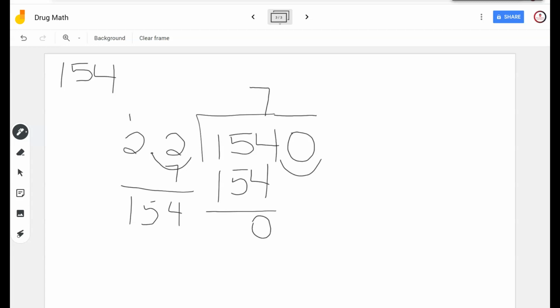Okay, now don't forget you still have a placeholder because your decimal is over here. 22, or 0 divided by 22, right? How many times does 22 go into 0? 0 times. So you have a 70 kilogram patient.